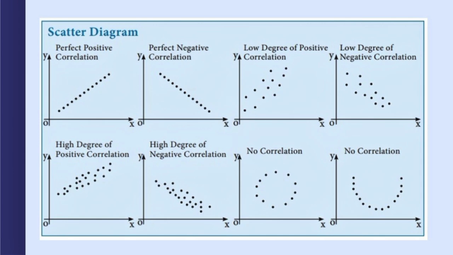We have perfect positive correlation, perfect negative correlation, low degree of positive correlation, low degree of negative correlation, high degree of positive correlation, high degree of negative correlation, and no correlation. Even if the scatter diagram shows a relationship, do not assume that one variable caused the other. Both may be influenced by a third variable.